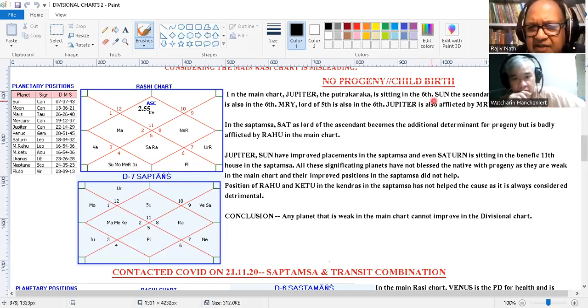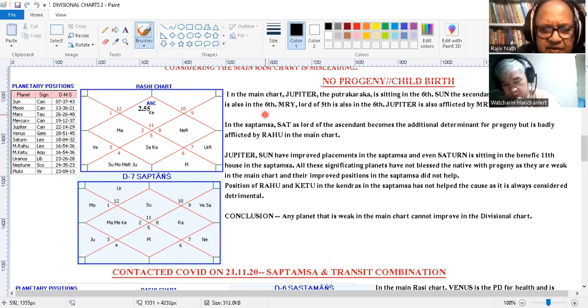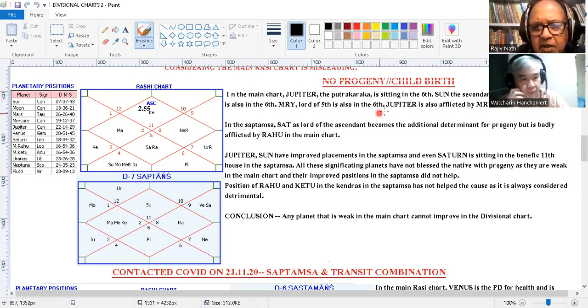Sun, the secondary significator for progeny in all horoscopes, is also in the sixth. Mercury, Lord of fifth, is also in the sixth. Jupiter is also afflicted by Mercury, the most malefic planet. So the main chart is already bad. We need not actually look into the D7 division, we can just avoid it.